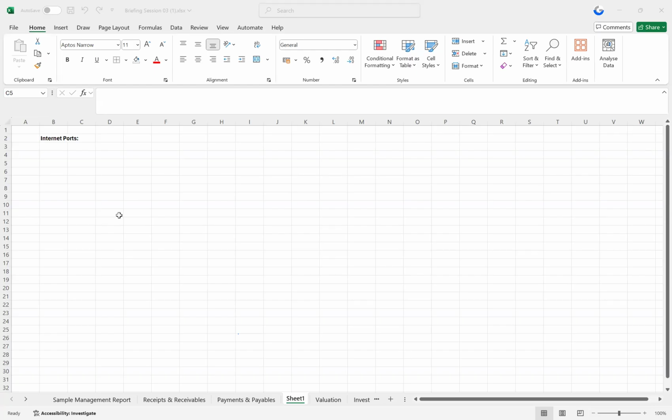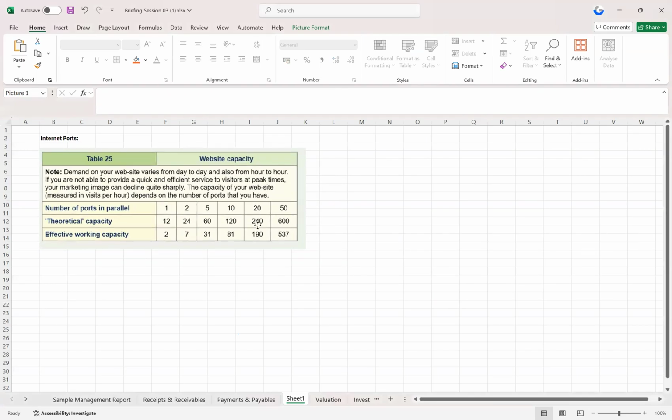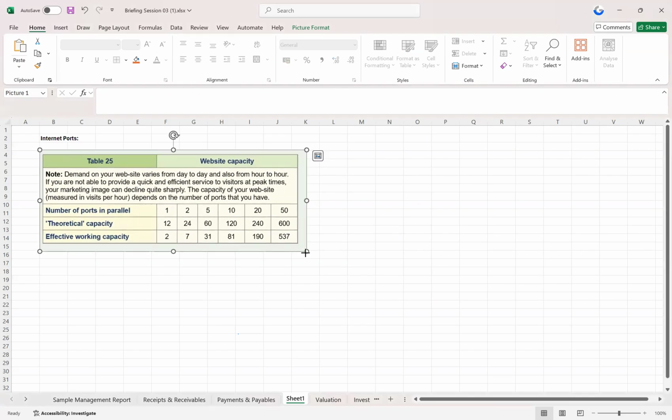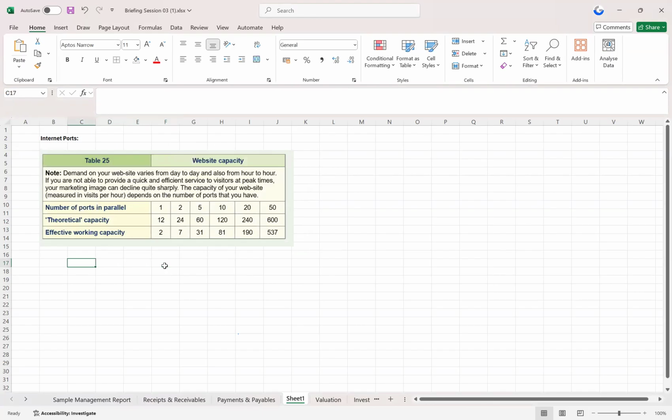Okay. So we have this table in the manual that defines the capacity of a port. So what do we mean by capacity of a port? Capacity means the number of visitors per hour that are allowed on my website. So let's say if I have 5 ports, one port is equivalent to 12 visitors per hour. So if I have five ports, 5 into 12 becomes 60, 10 into 12 becomes 120, right?